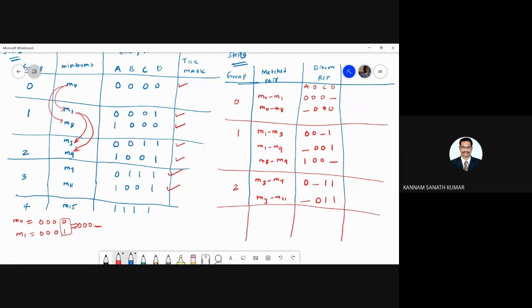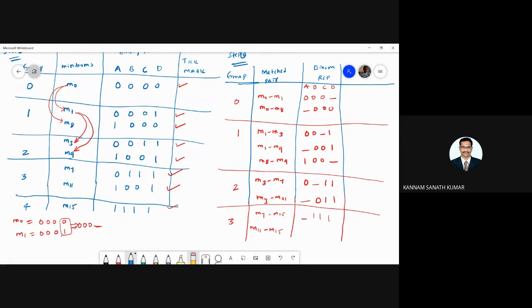Next, the third group: M7 and M15. What is M7? M7 is 0111 and M15 is 1111. So this differs by only one bit, so you can write -111. M15 is over. Now M11 and M15. M11 is already checked, no need to check again, the tick mark is already there.